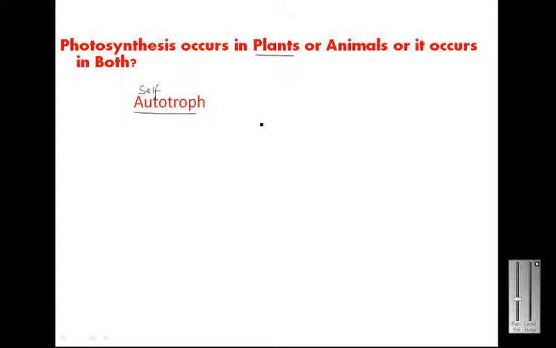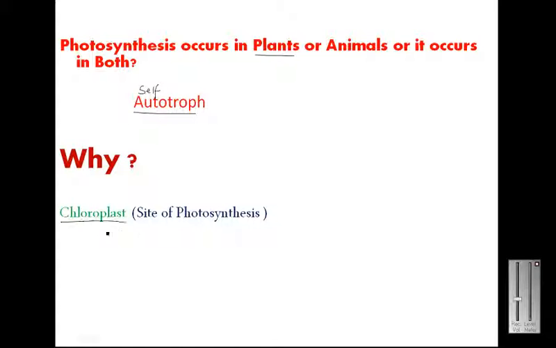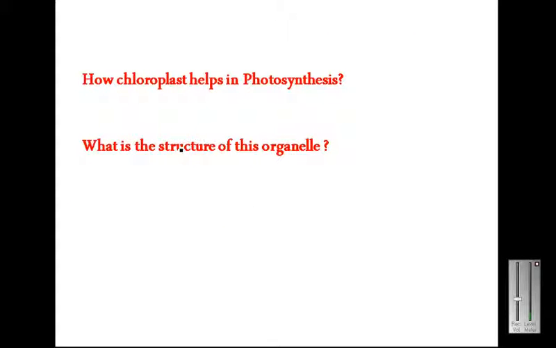Now, why does this take place only in plants? Because plants have got some organelle present in their cell, which is known as chloroplast. This is the site of photosynthesis. Now, chloroplast helps in photosynthesis, that's fine, but how it works and what is the structure of this organelle, we will try to understand.